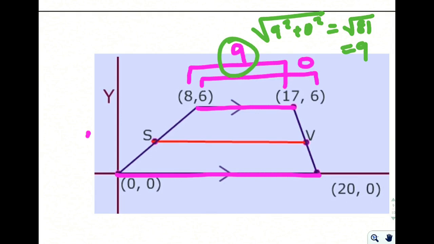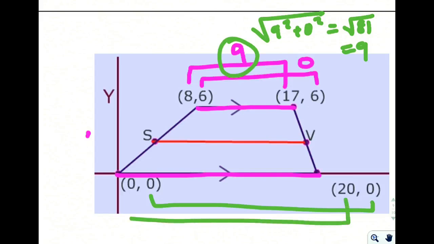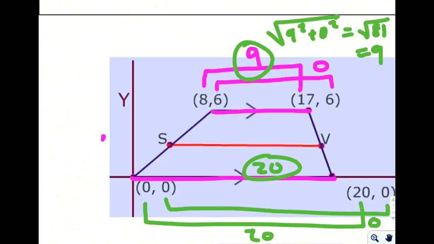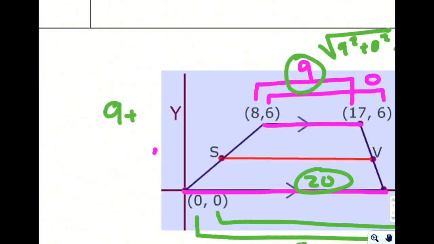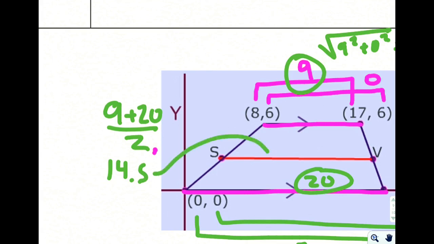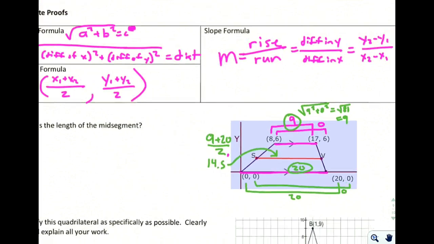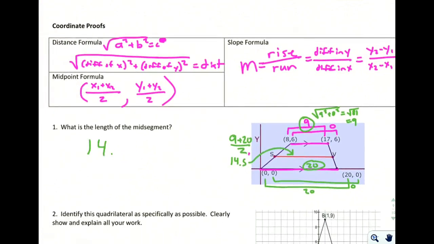On the bottom, same trick. We have a difference of 0 between our y's, but a difference of 20 between our x's. So our distance here is 20. The average of 9 and 20 is going to be the length of our mid-segment. So let's average those two: add them together, divide by 2. 29 over 2 comes out to 14.5. So the length of our mid-segment is going to be 14.5.